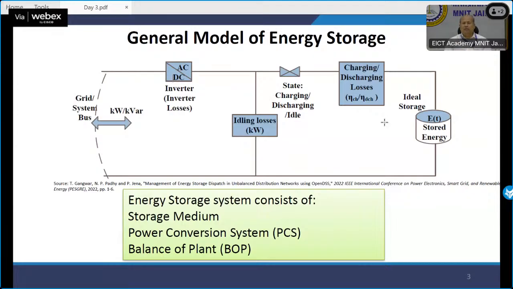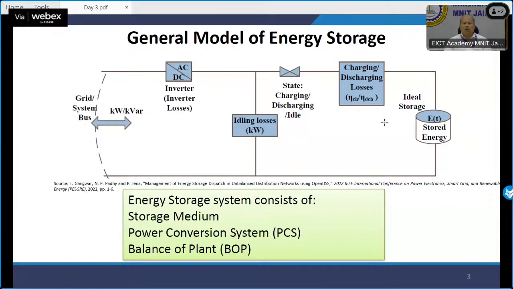Then idling losses are represented as a component, and finally the charging and discharging losses that take place in the series circuit. Similarly, when I discharge the battery, some of the battery energy is consumed by the charging and discharging losses. The rest is available for the grid. Based on the state, the energy will be available in the form of DC. We convert it to AC and then connect to the main grid. So this is how battery charging and discharging normally happens, and it's a very basic model for your ESS, that is, energy storage systems.